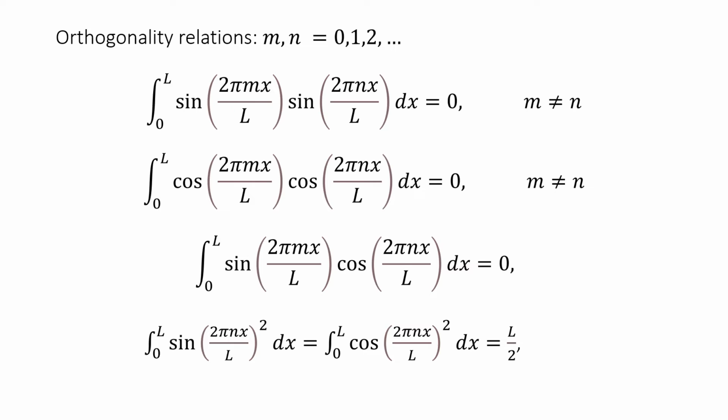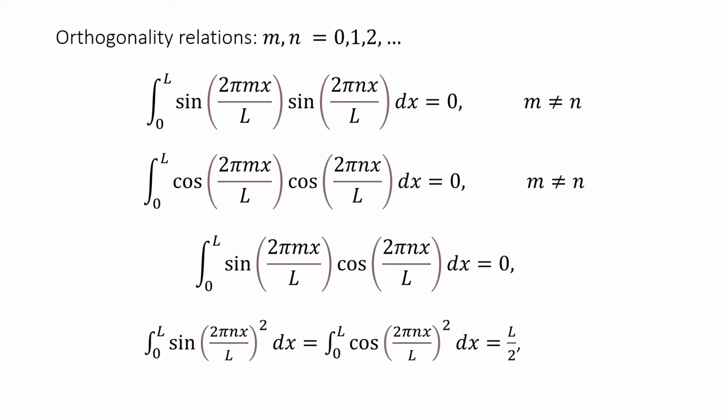We can summarize the first three equations as follows. The first equation tells us that if we integrate the product of two different Fourier sine modes, then the integral equals 0. Similarly, the second equation tells us that if we integrate the product of any two different Fourier cosine modes, then again the integral equals 0. And the third equation tells us that the product of any Fourier sine mode times any Fourier cosine mode has integral 0.